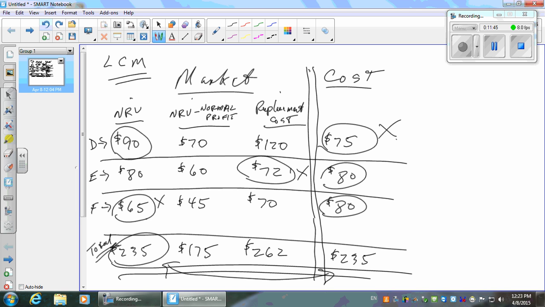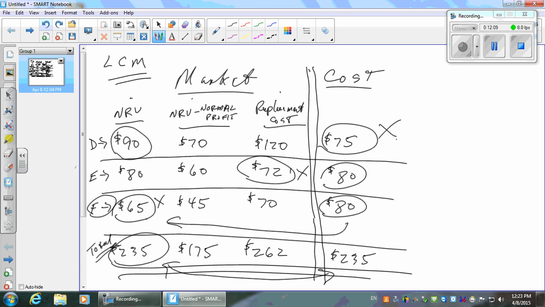Because cost is equal to market in this case. But if market happens to be more than cost, you're going to leave it at cost. You're not going to write it down, true? What would happen if we did specific identification here? Which ones would we take? On F, we'd take market, and we'd write it down from 80 to 65, wouldn't we? So each item we would write down by 15 bucks, okay?